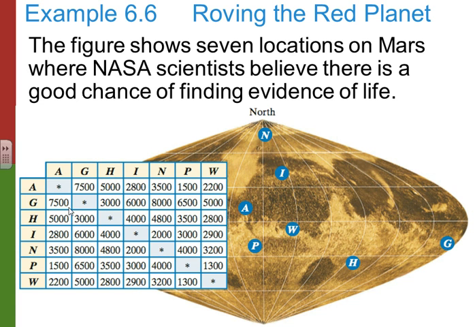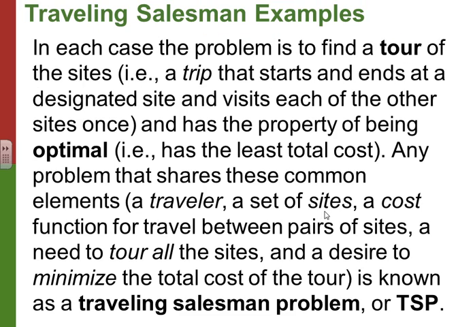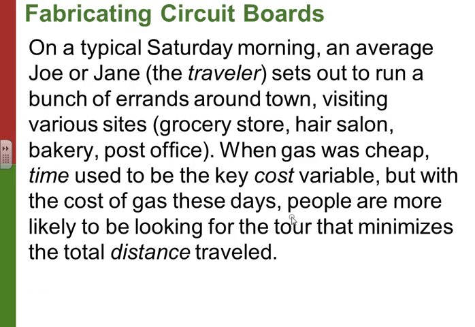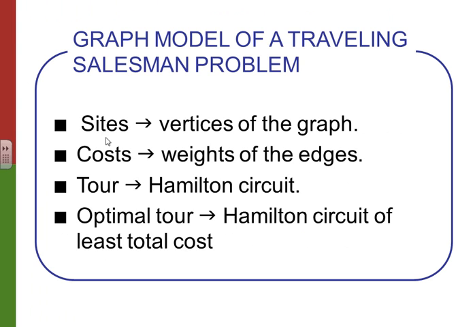I have a rover on Mars, and I have a graph of how far it is from A to G and A to F and A to I, and now I have a distance thing without having any lines. All right, well that's good. So now we're going to find some optimal thing. So we have sites, we have costs, which are on the edges. We have a tour, which is a Hamilton, and the optimal tour is the one that costs the least. Okay, now we're ready to go.